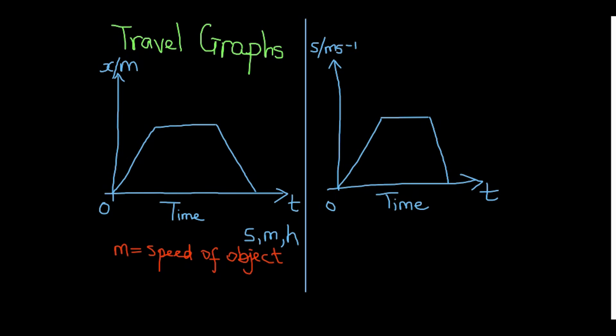So if I give you a distance time graph and I tell you, find the speed for me, what is the speed of the object during a particular part of the journey, how will you find that speed? What did we just say? The gradient of the graph, yes.